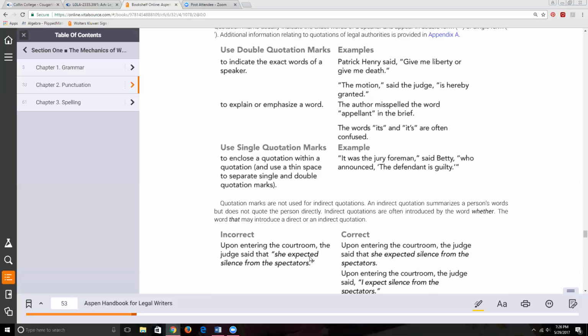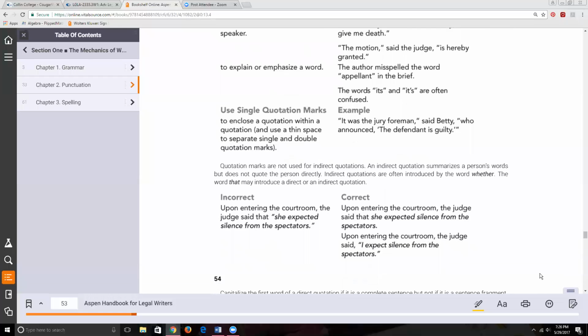And because this is a complete sentence, actually, in this case, we shouldn't say "she" here, we should say "I," because obviously she didn't refer to herself from the bench and say she expected silence from the spectators. She would have said, "I," meaning the judge, expect silence from the spectators. So we have the wrong verb here, but since this would be a complete sentence, we also need to capitalize it. So let's look at this one for an in and out of how we do this, okay?